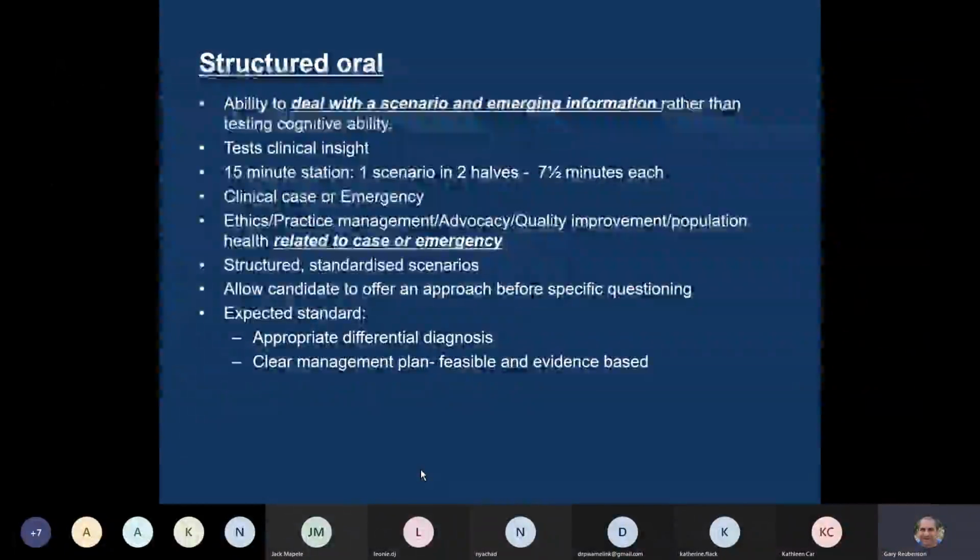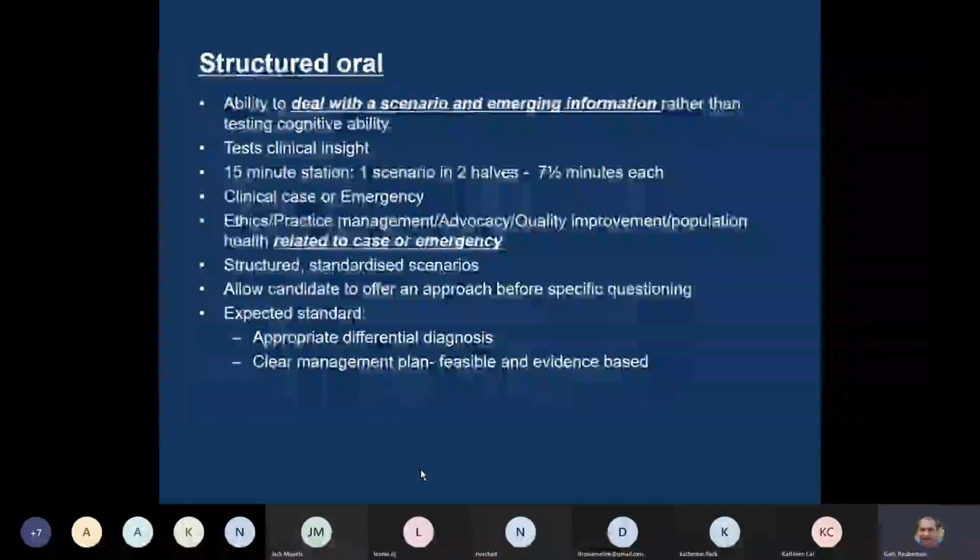The structured oral, and this is one, again, which hasn't changed too much with COVID. This is really aimed at evaluating how people deal with the scenario, and how they cope as the scenario evolves. So they get a bit of information, they indicate what this means and what they would want to do next, either in an emergency setting or whatever the setting is. And okay, so fine, the next thing I want to do is give intramuscular adrenaline.